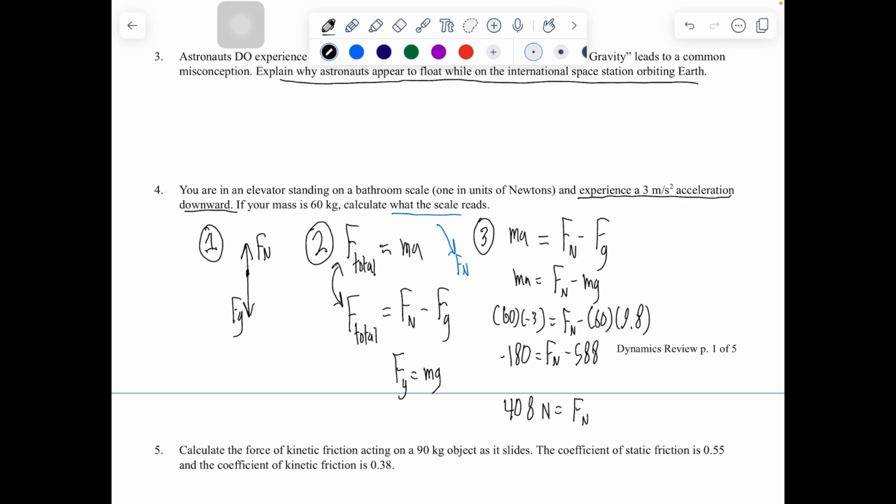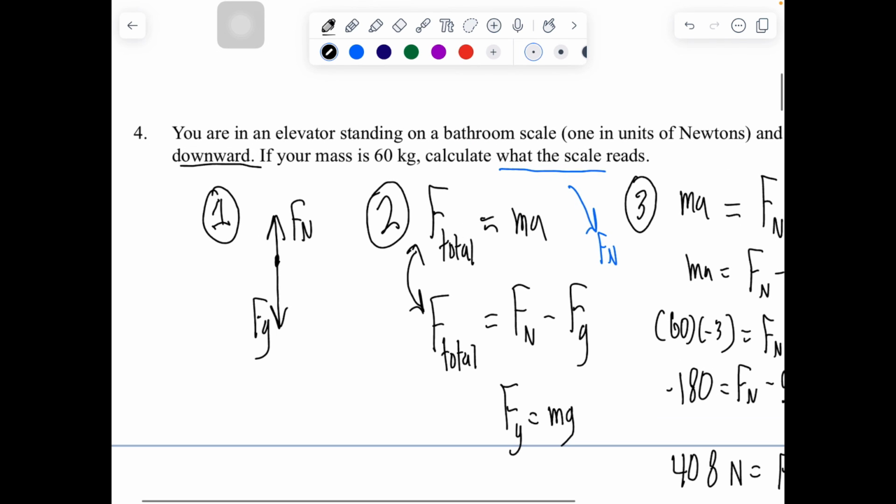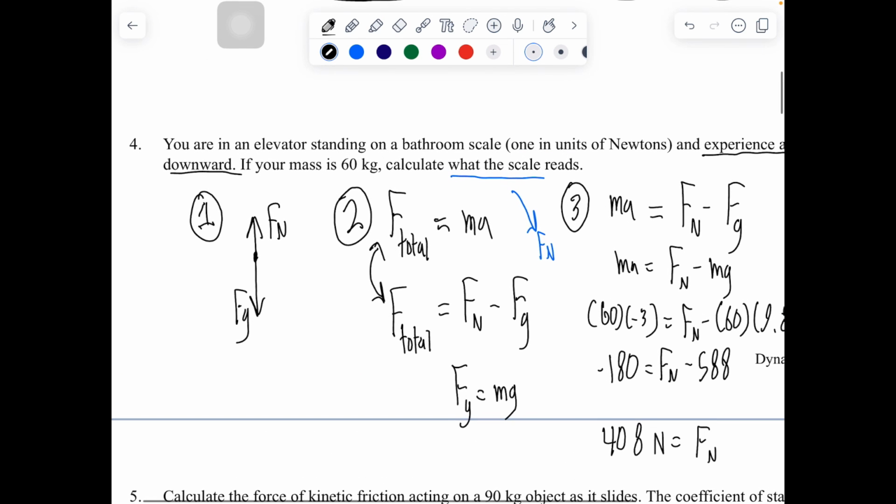Now you can always double check. Your force of gravity is 588. Your normal force is smaller than your force of gravity. Does this match what we know? Well, we're accelerating downward. To accelerate downward, you need more force down than up. So your normal force should indeed be smaller than the force of gravity.